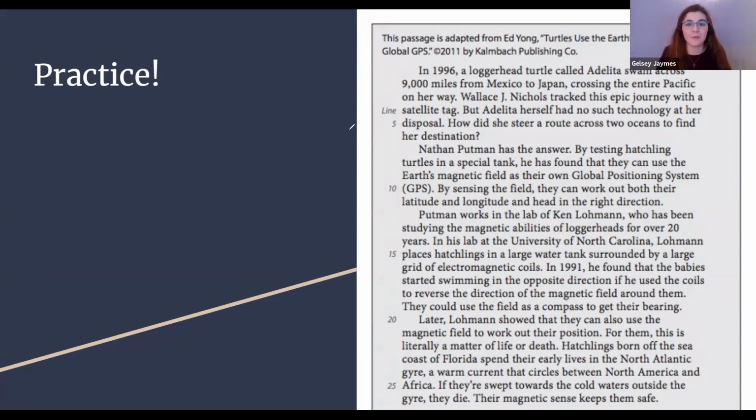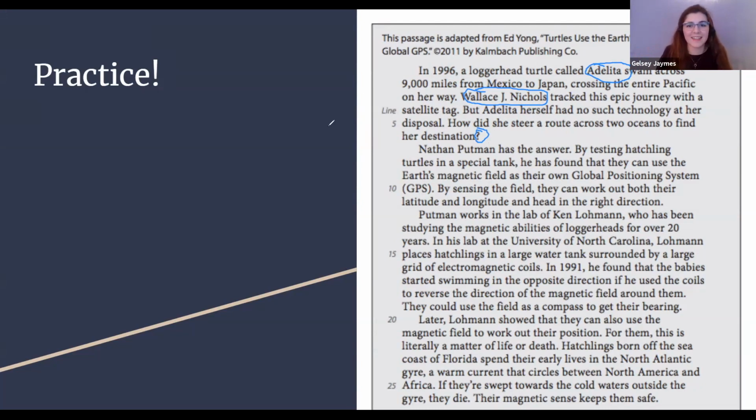Are there any key words like names or ideas that we will want to circle in this paragraph? A loggerhead turtle called Adelita. Yes, absolutely. Let's circle that name right now. Then we have another name here as well, Wallace J. Nichols. Those are 2 people we're going to want to keep in mind. I'm also going to go ahead and circle this question mark because that's really a main idea, like of a question that we're going to want to keep in our minds as we continue to read the passage.